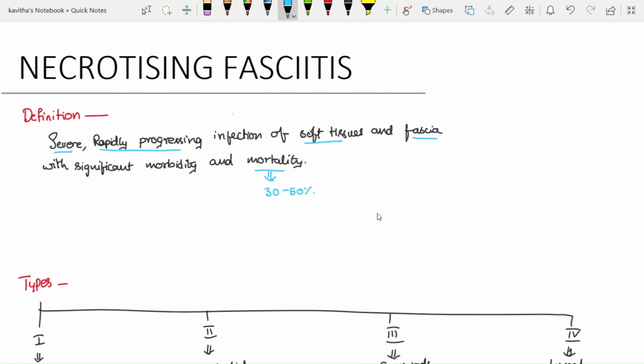It is characterized by extensive necrosis and toxemia. A feature is that usually the muscles are spared. They are not involved in necrotizing fasciitis.